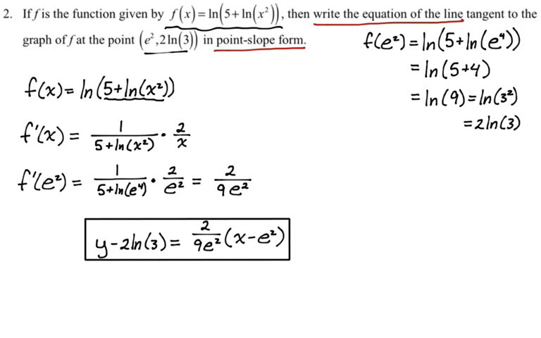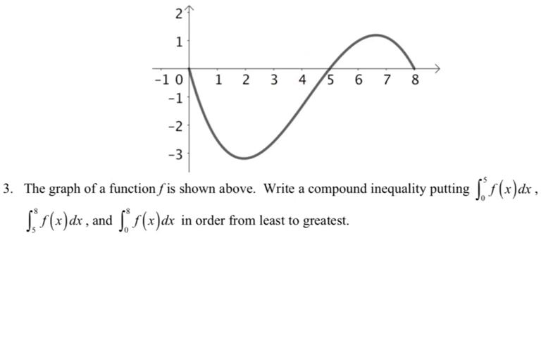Okay, so you might also see that derivative as 2 e to the negative second divided by 9 for the slope, because I don't know how they would choose to write that exponent. Let's move on to the next one.